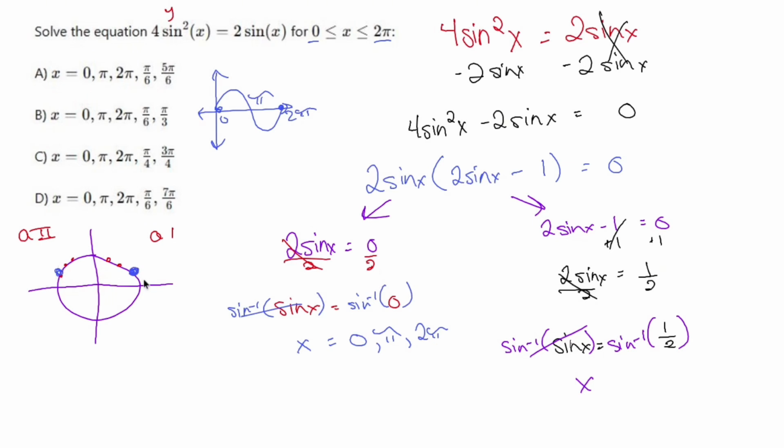So the angle created here would be pi over 6, and the angle created here would be 5 pi over 6. So x is going to be pi over 6 and 5 pi over 6. So my total answer: 0, pi, 2 pi, pi over 6, 5 pi over 6. The answer is A. Isn't that fun?